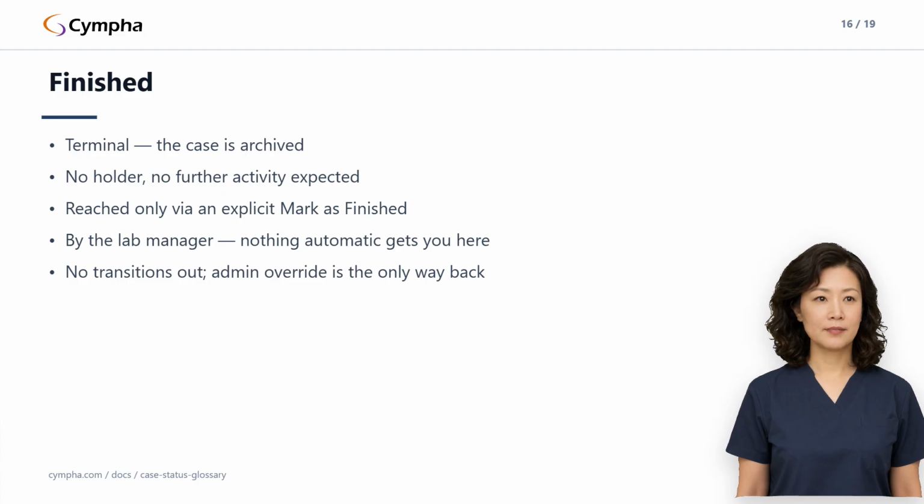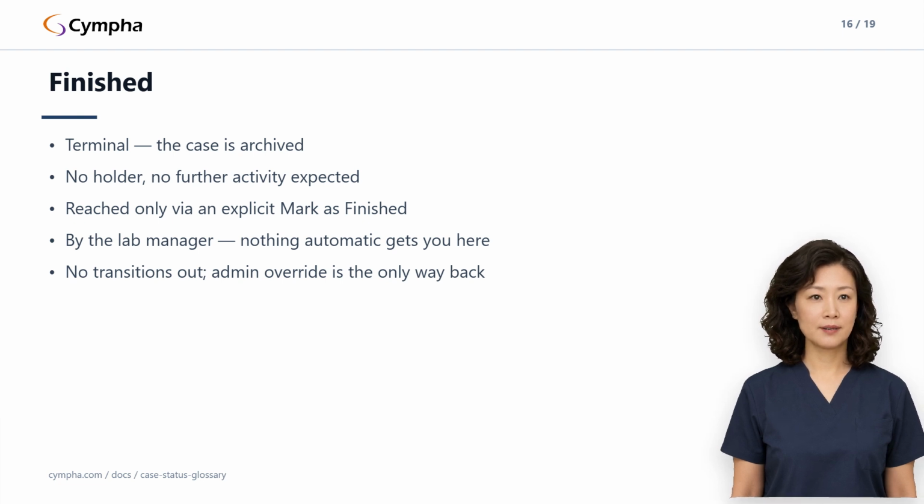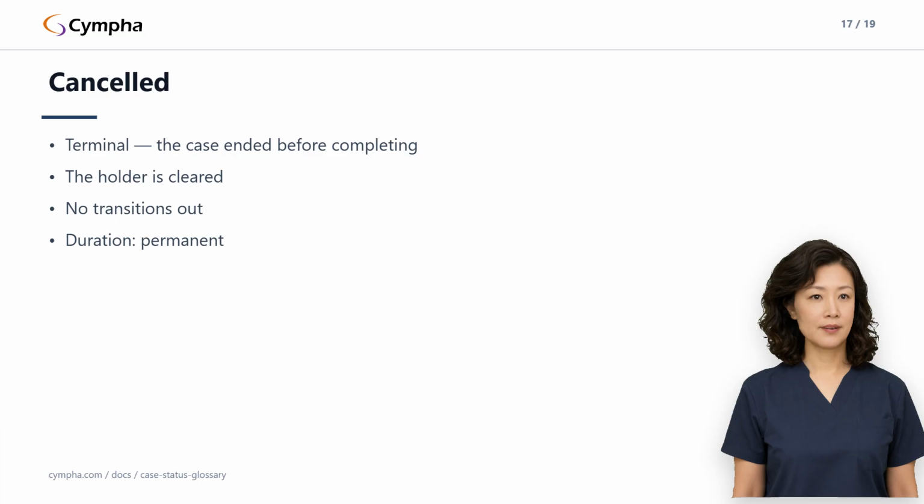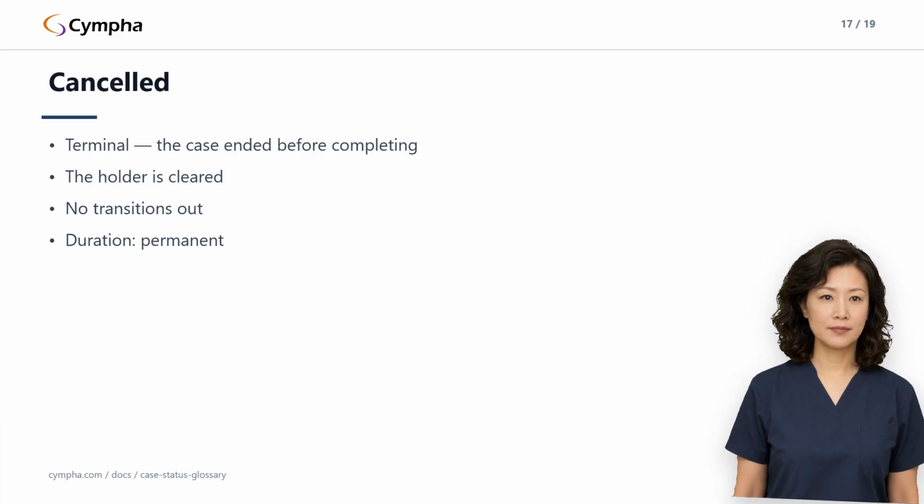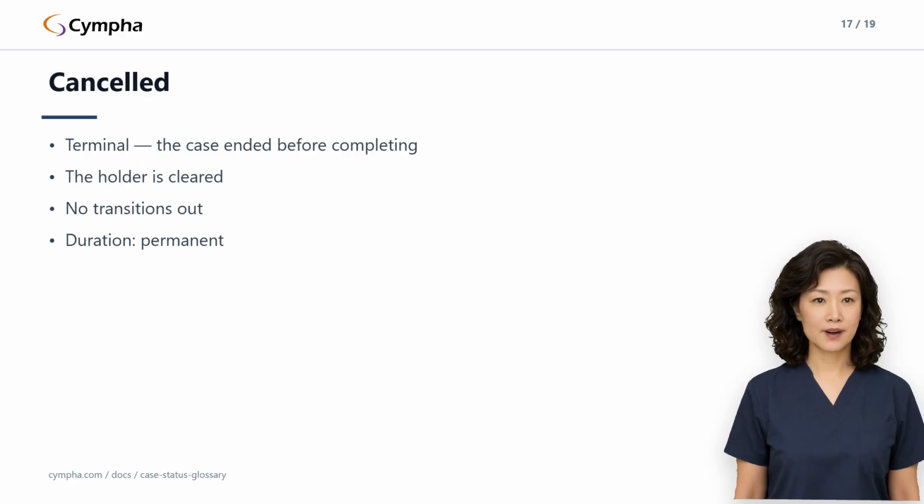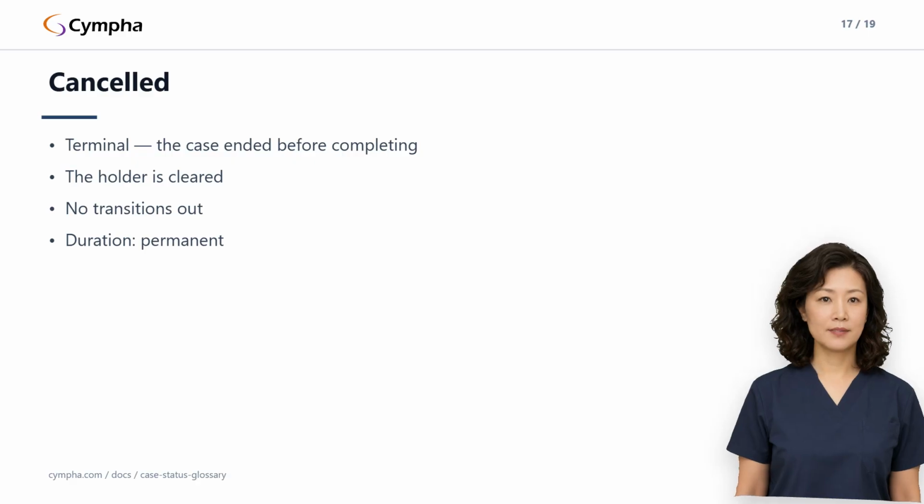Cancelled is the other ending, and the one nobody plans for. It means the case was cancelled before completing: the patient didn't proceed, the submission was a duplicate, the treatment changed direction. The holder is cleared, because nobody owns a cancelled case, there's no work waiting on anyone. Like finished, it's terminal, no transitions out, and permanent. The pair of them is worth thinking of together. Every case in Cympha eventually lands on one of these two, it either finished, or it was cancelled, and both are dead ends by design.